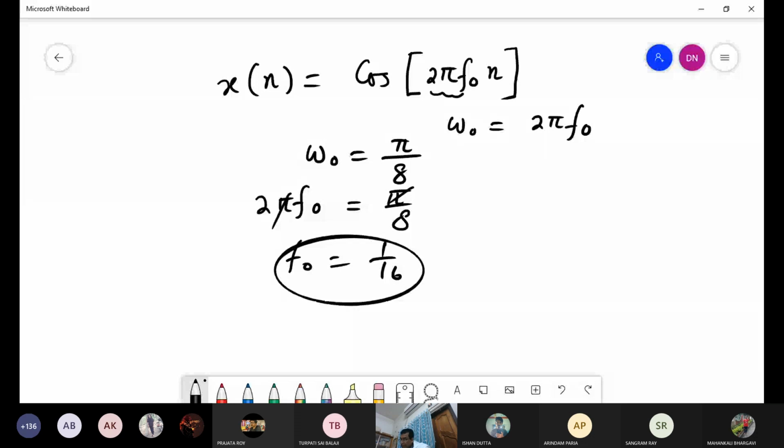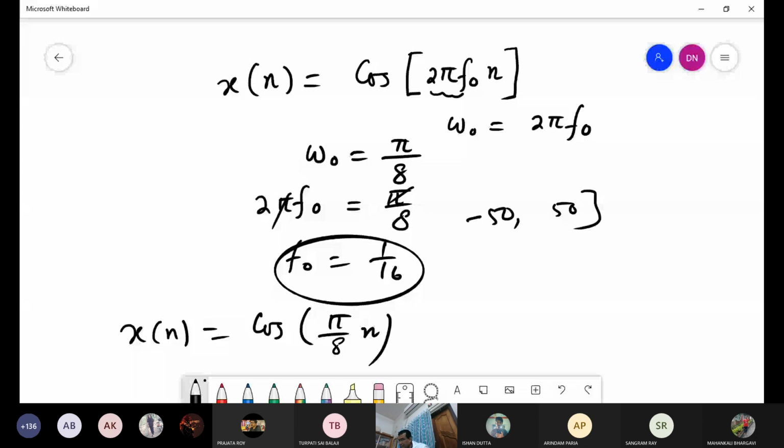So if you take this, then you have to write here f0 is equal to 1 by 16. That means x[n] is equal to, sorry, let me write the cosine function here. In this case, x[n] becomes cos pi by 8 into n. Now you just try to take different values of n. Start from minus 50 to 50. You take this range of n.